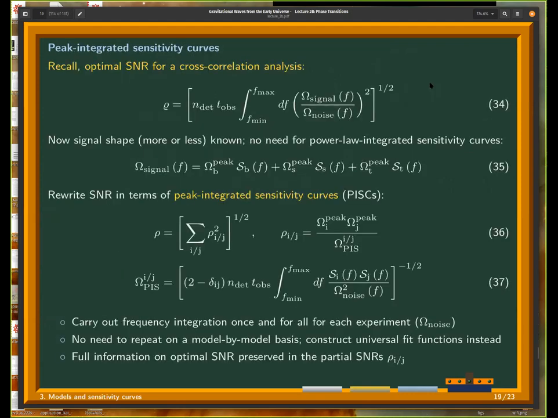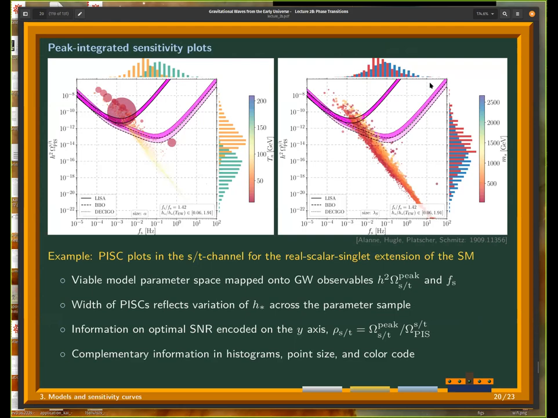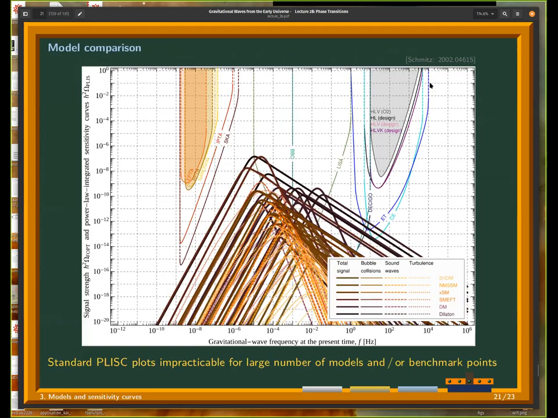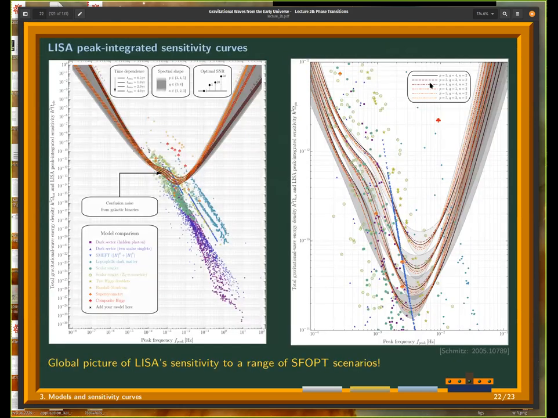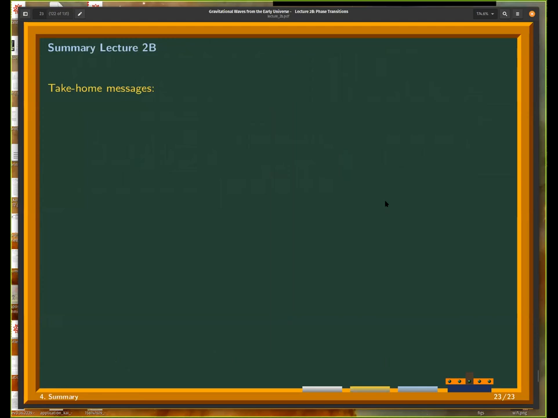I still wanted to use the last couple of slides for some shameless self-promotion, some sensitivity curves that I worked out last year, but you can look at this later if you like in the PDF. So let me come to my conclusions.